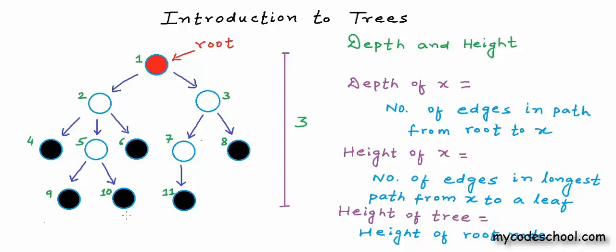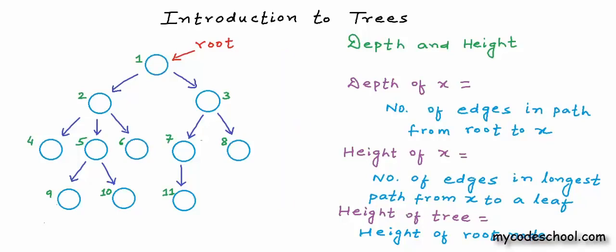Height and depth are different properties, and the height and depth of a node may or may not be the same. We often confuse between the two. Based on properties, trees are classified into various categories. There are different kinds of trees that are used in different scenarios.